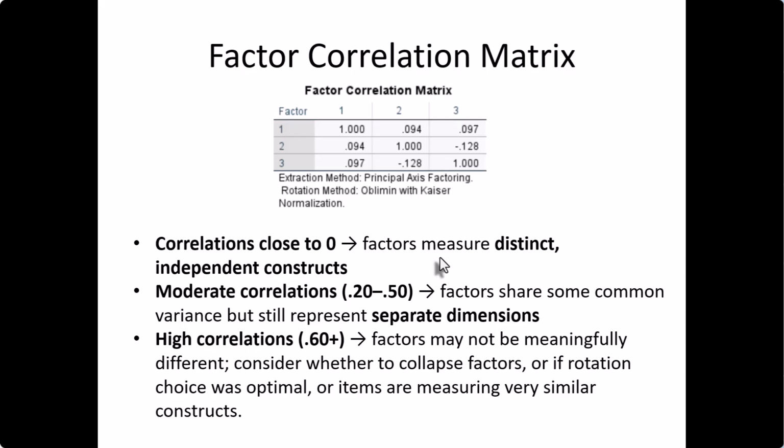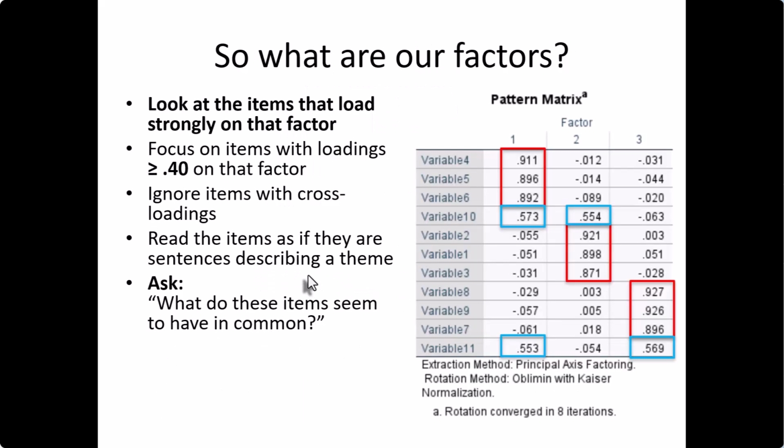With correlations close to 0, the factors measure distinct, independent constructs. With moderate correlations, 0.2 to 0.5, they share some common variance but still represent separate dimensions. With high correlations, factors may not be meaningfully different, so consider what to collapse. So we have low correlations, close to 0. These ones here are the factors correlated with themselves, so they're a full 1. We just ignore those. But these are close to 0, negative 0.128. And so we can say that each of these factors is a distinct and independent construct.